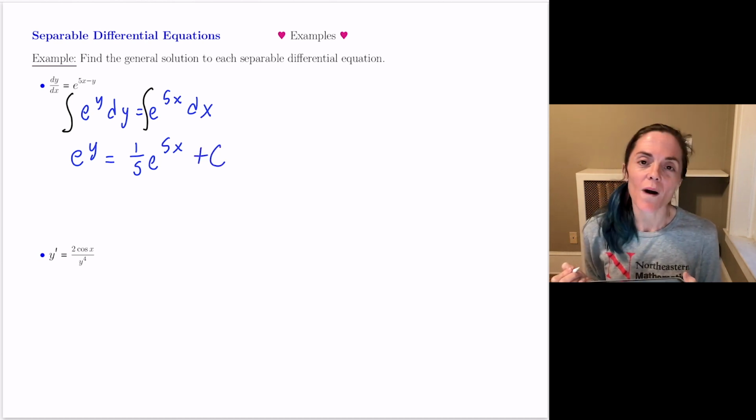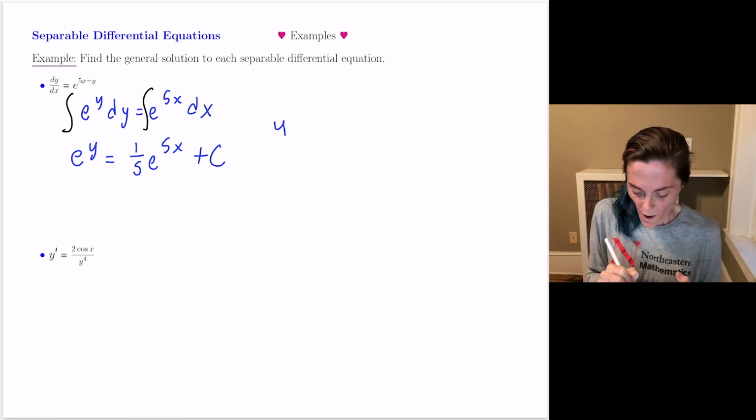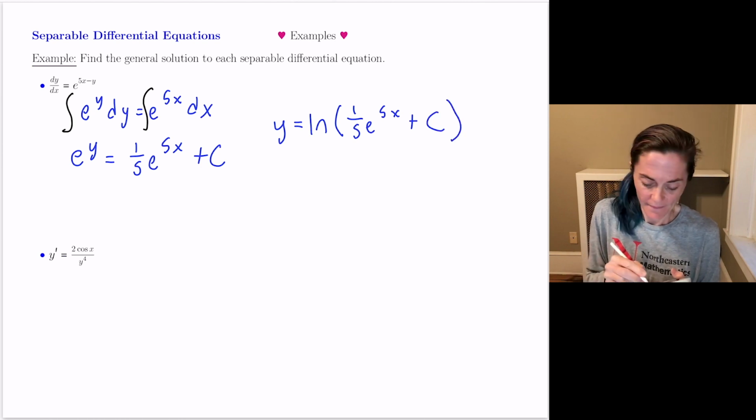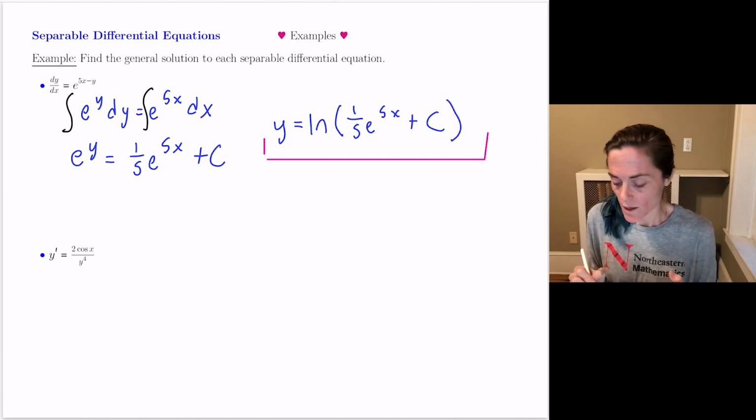Now to solve for y, I could just take the natural log of both sides. So y is the natural log of 1 over 5 e to the 5x plus c. Make sure this plus c is on the inside of the log.